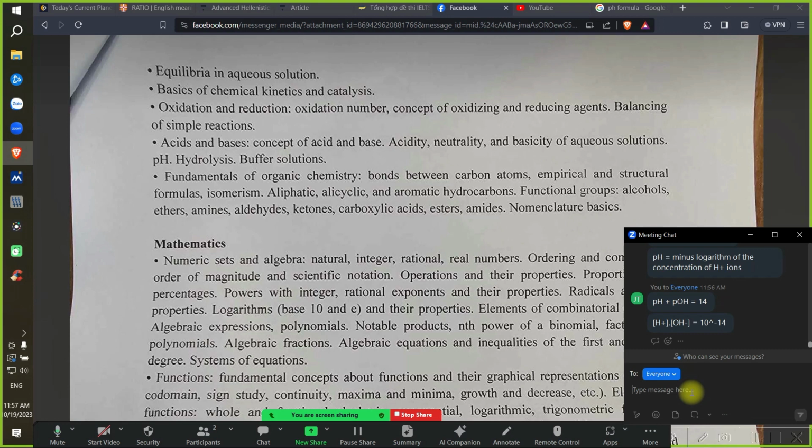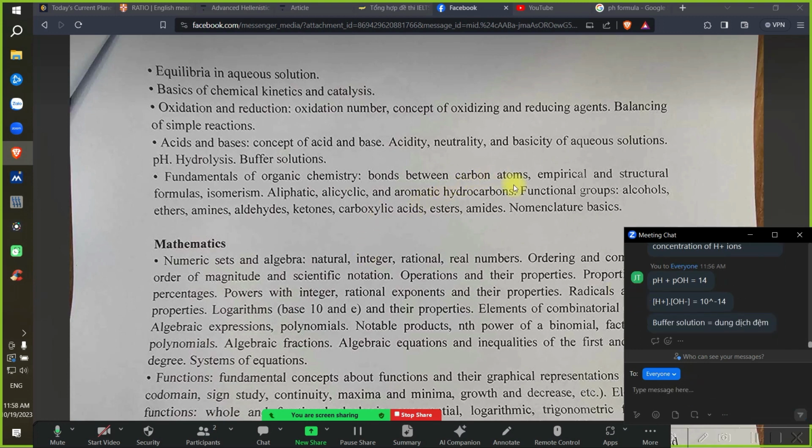Hydrolysis là lysis là breakdown này, hydro là nước nè, thủy phân. Hydrolysis từ thủy phân. I have no idea what you have to talk about that one actually. Buffer solution là dung dịch đệm. Buffer solution, dung dịch đệm.